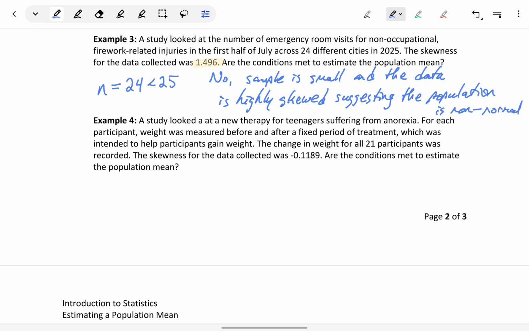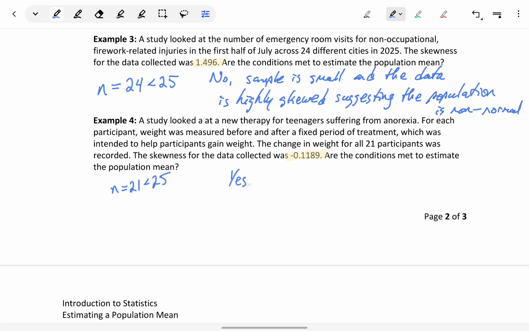In example 4, a study looked at a new therapy for teenagers suffering from anorexia. For each participant, weight was measured before and after a fixed period of treatment, which was intended to help participants gain weight. The change in weight for all 21 participants was recorded, so our sample size, 21, is definitely smaller than 25, so we have a small sample. But the skewness for the data collected was negative 0.1189, meaning our data is approximately symmetric.